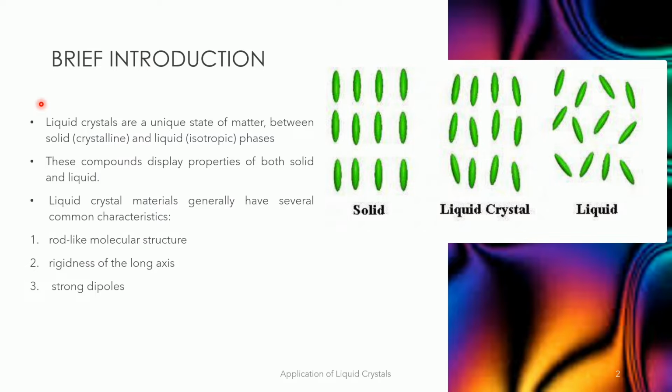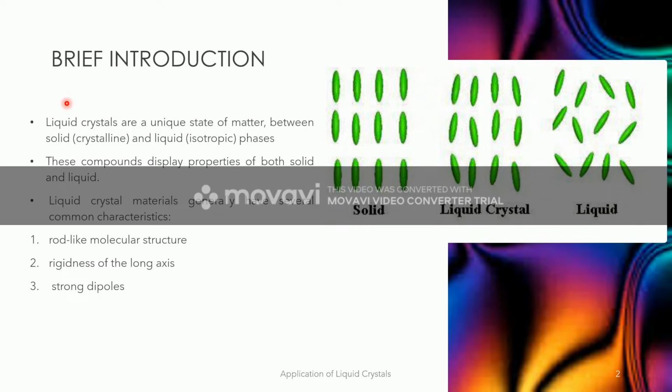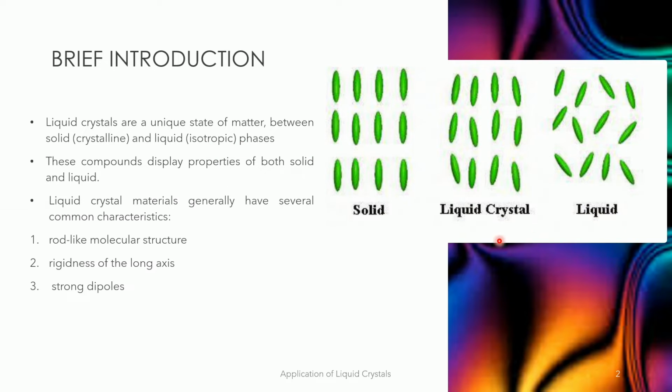Before we go into talking about the applications of liquid crystal, let's just see what liquid crystals are. Liquid crystals are a unique state of matter that is between the solid and liquid phases. Here in this picture we can see the solid and the liquid phases, as well as what's in the middle, which is the liquid crystal.